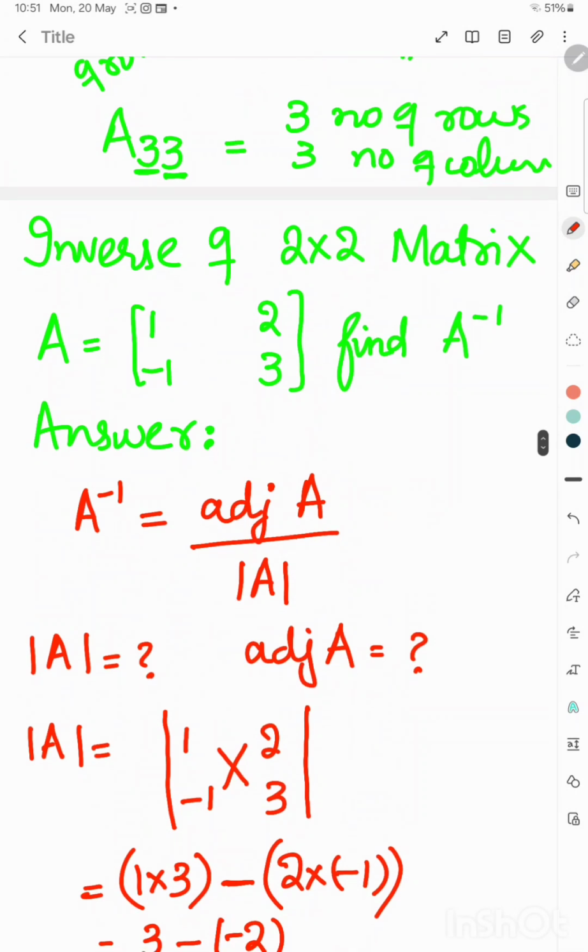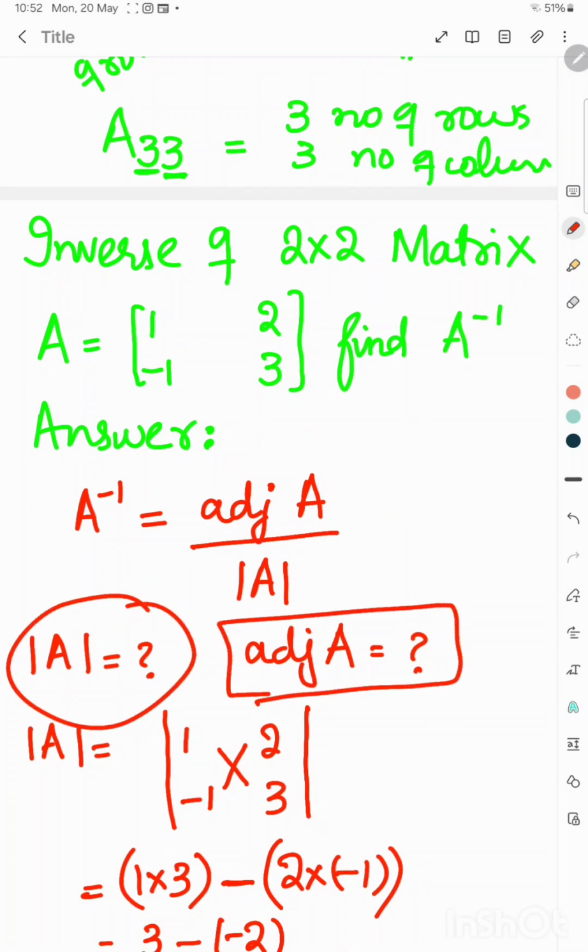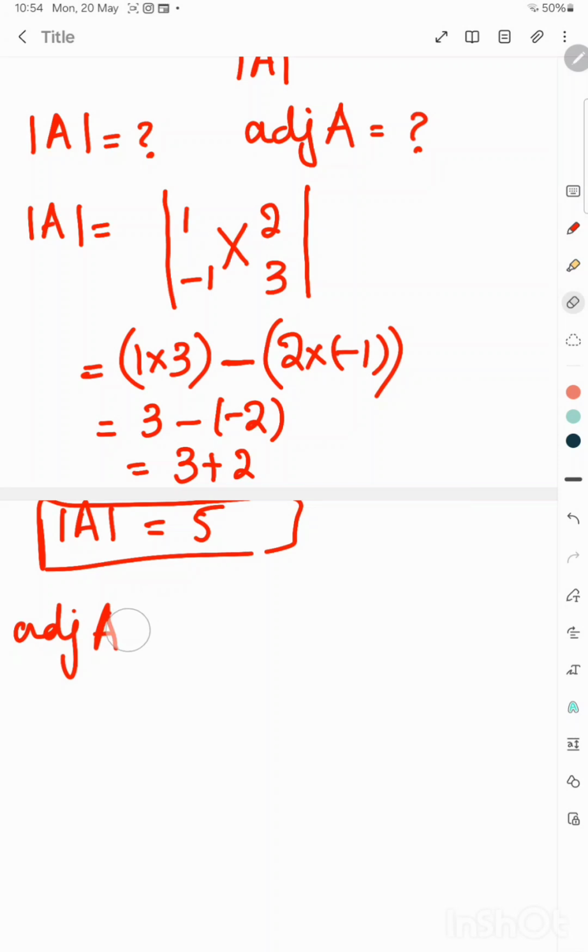Now that we have found A determinant, we will go on to find the adjoint of A. So student, how will we find the adjoint of A? For this, you will write the matrix here. The given matrix is 1 2 minus 1 3.